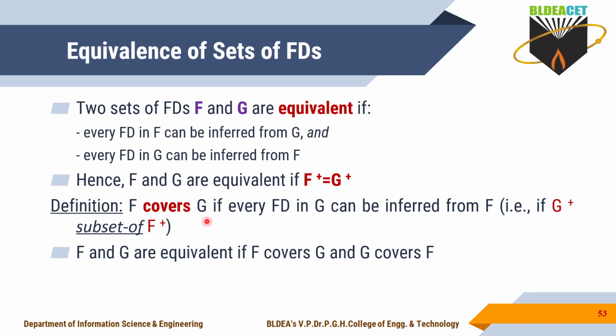Let's see the definition. F covers G if every functional dependency in G can be inferred from F. That is, if G plus, which means the closure of G, is a subset of the closure of F. F and G are equivalent if F covers G and G covers F.